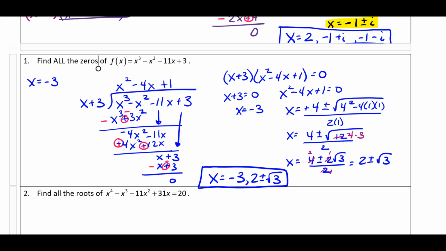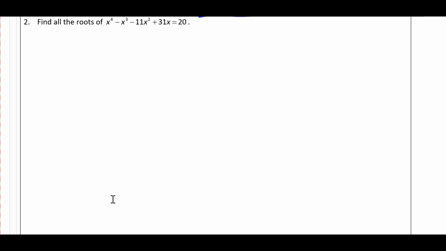So if you got this one correct, if you got negative 3 and the solutions 2 plus or minus the square root of 3, give yourself a little check in the corner. Okay, so I know that you got it right. And then let's move on to the next one. Alright, last one, number 2.